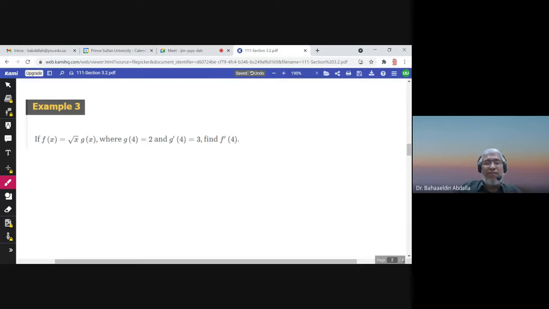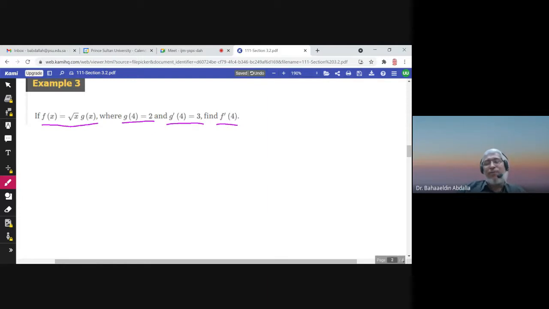Another example, this is f of x. It's a product function, square root of x times g of x. G of 4 is 2, g prime of 4 is 3, find f prime of 4. Well, this is what we need to find. So how to find f prime of 4? Well, I need f prime of x first. And then I replace x by 4 and answer the question. So how to find f prime of x? I need f of x. Well, f of x is given in the question.